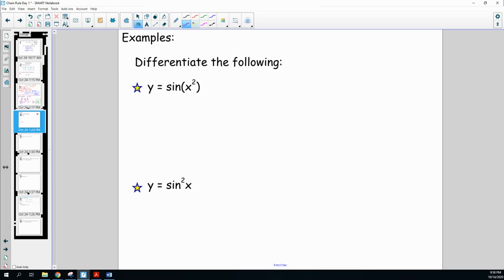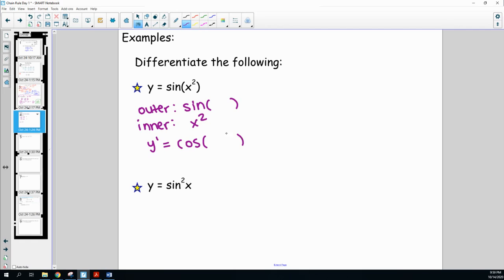Okay, so here we want to find the derivative of sine of x squared. So first thing we want to do is identify what the outer function is. So the outer function is going to be sine of something. The inner function is going to be x squared. So if I want to find y prime, it's going to be the derivative of the outer. So the derivative of sine would be cosine.